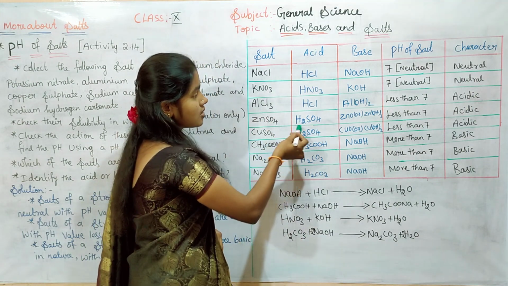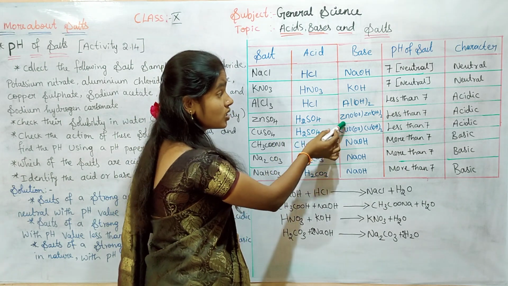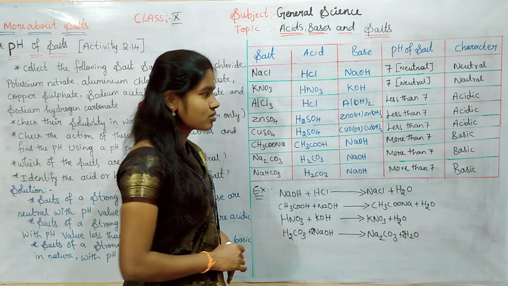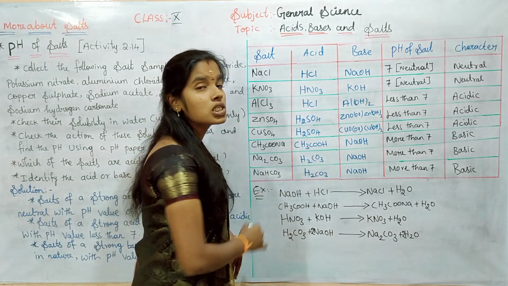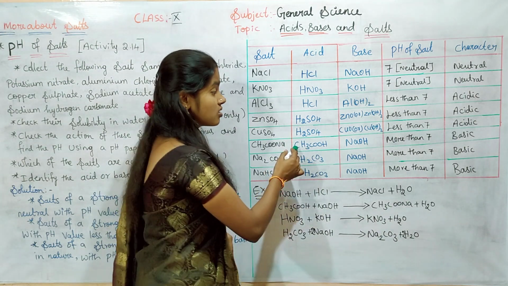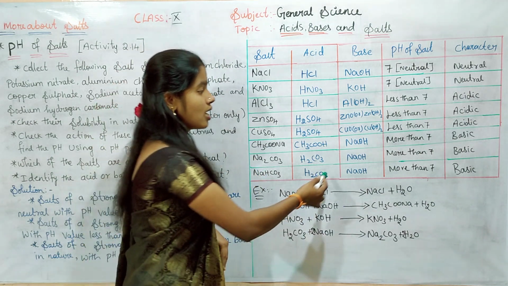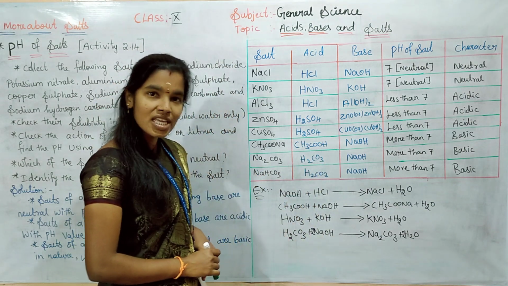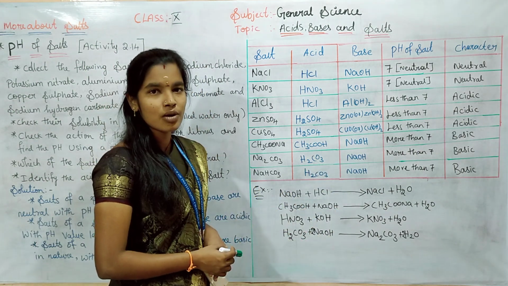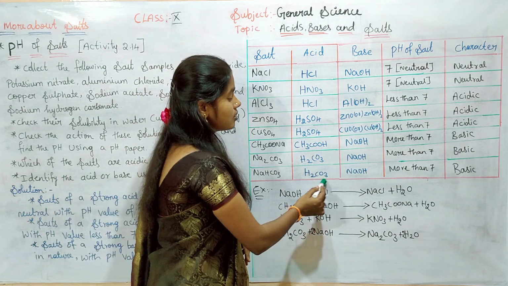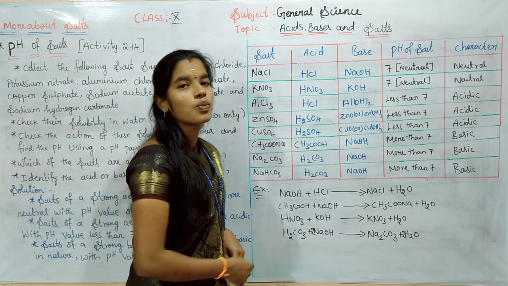Okay. And next one is sulfuric acid. H2SO4 is sulfuric acid, which reacts with zinc oxide or zinc hydroxide. It forms zinc sulfate. And next one is CH3COOH, which is acetic acid. Acetic acid reacts with sodium hydroxide. It forms sodium acetate. And next one is H2CO3, carbonic acid. Carbonic acid reacts with sodium hydroxide. It forms sodium carbonate plus water. And this carbonic acid reacting with sodium hydroxide will also give sodium bicarbonate.